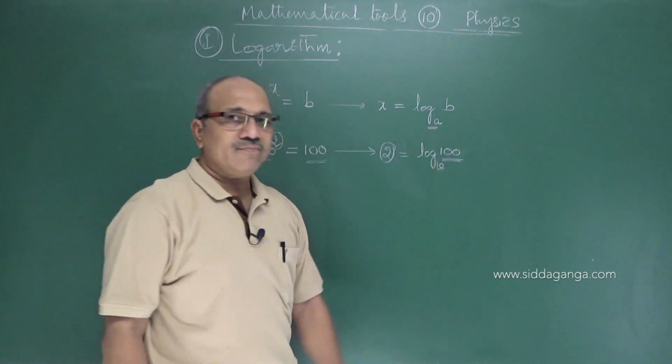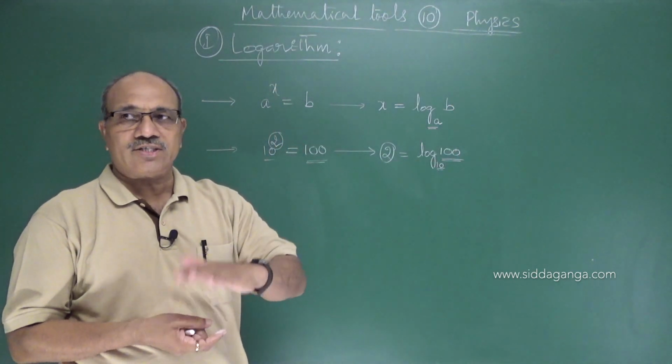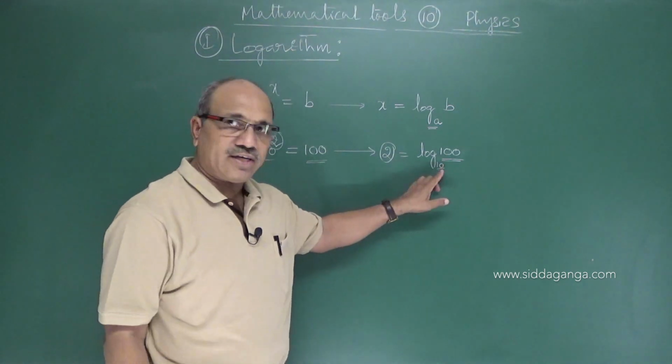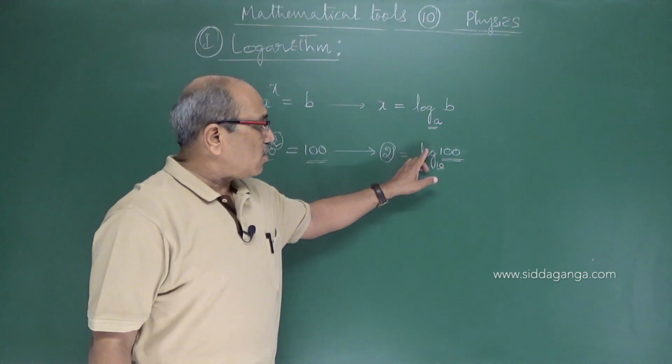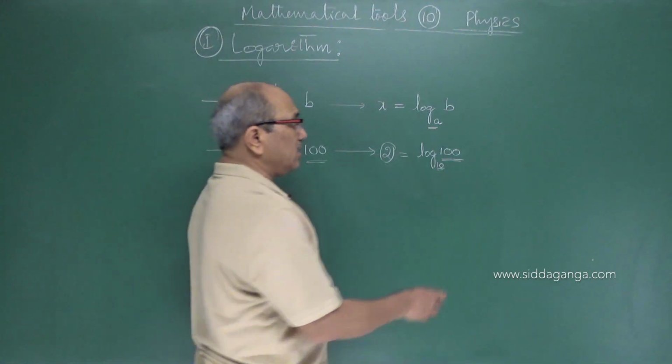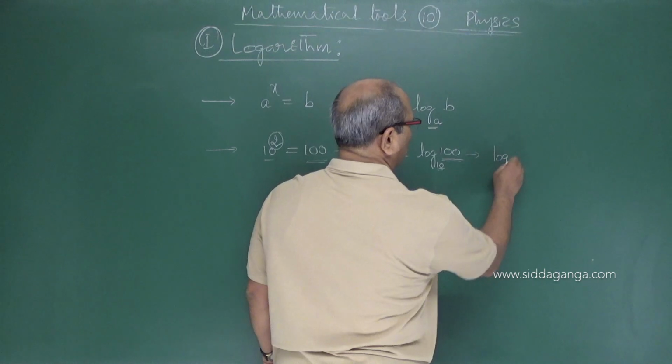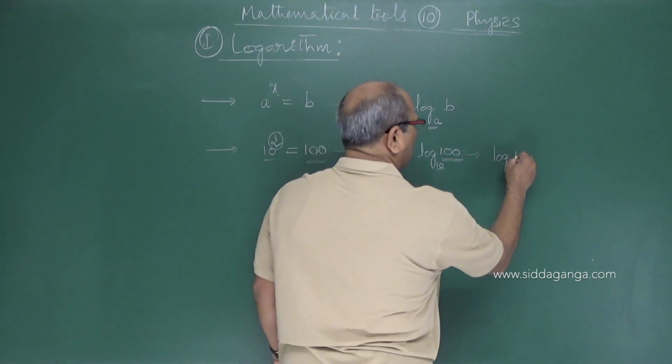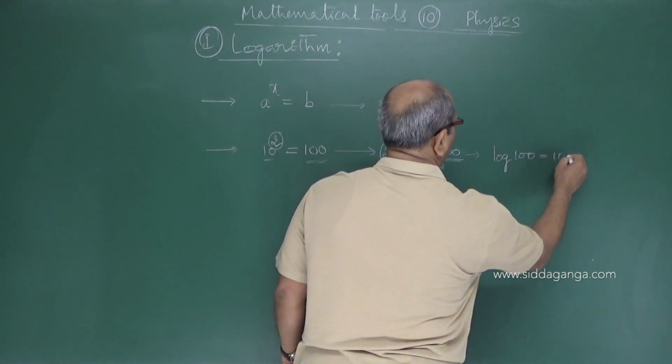Log of 100 in the base, the decimal system. We have taken the decimal system base as 10. So log of 100 to the base 10 is 2. Usually we don't always write log to the base 10, we just write log of 100, which can be written as 2.